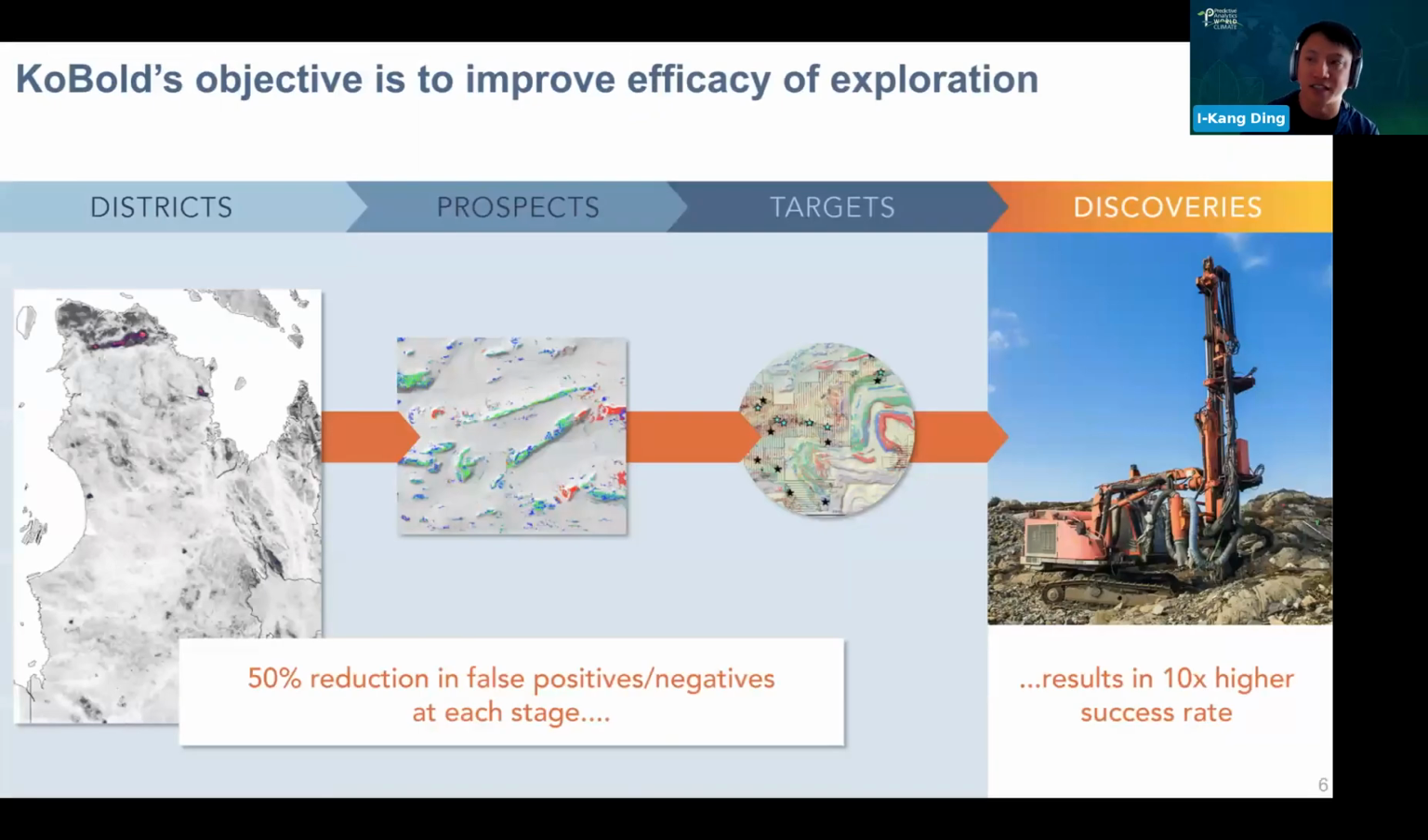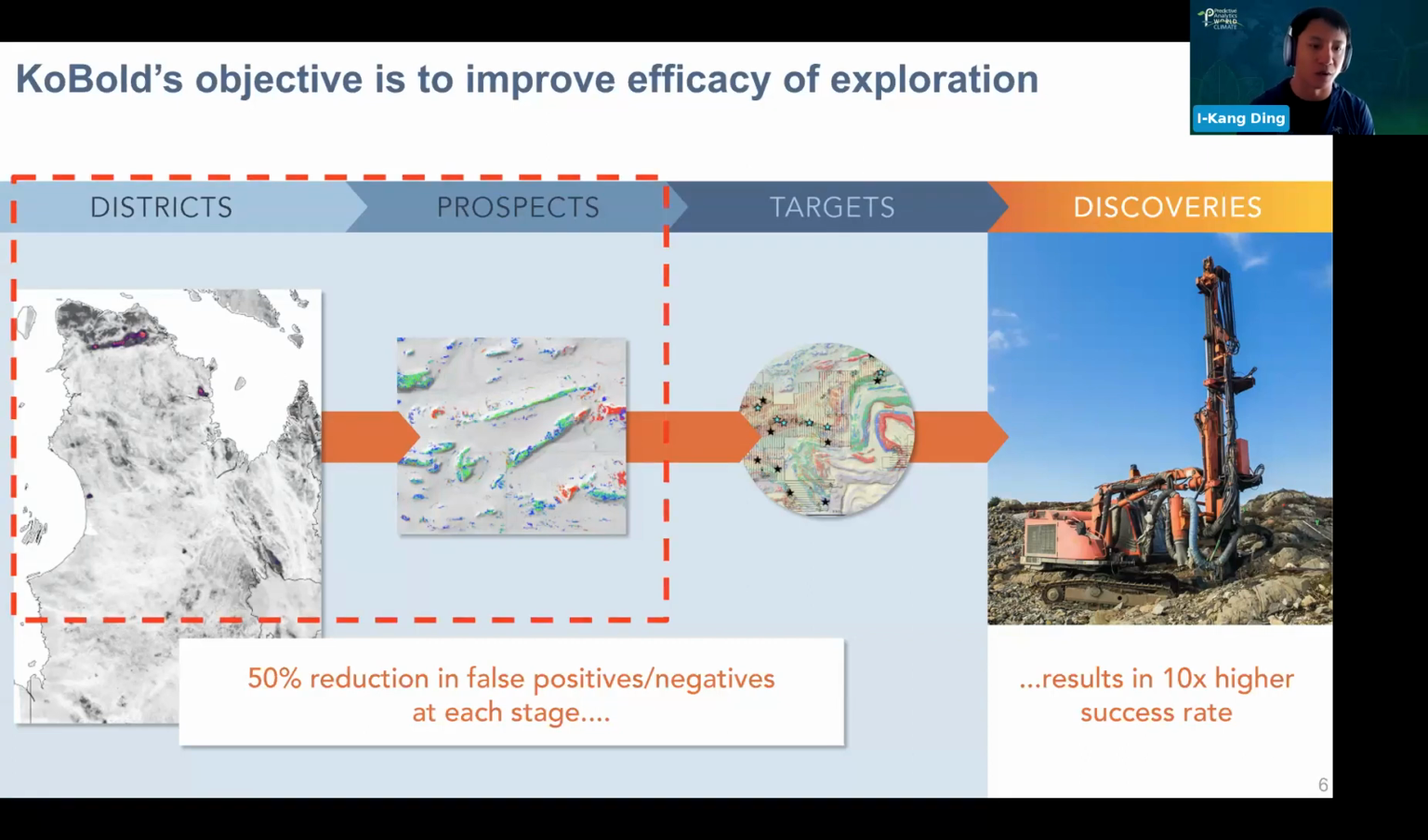So for Cobalt, our objective is to invent new techniques and technology to improve the efficiency of exploration in every single step of the process. You can think of the steps as a funnel, from very large length scale on the left, decreasing uncertainty and decreasing length scale as you move from the mining districts to prospects to individual targets, eventually discoveries and resources. Our talk today will be focused on the earlier stage of this funnel, which is the larger length scale at the district and prospect level.